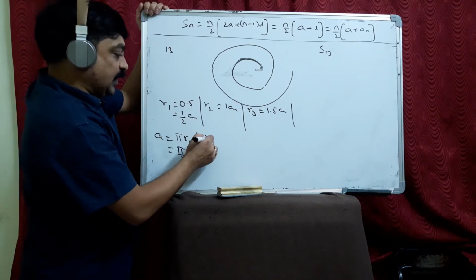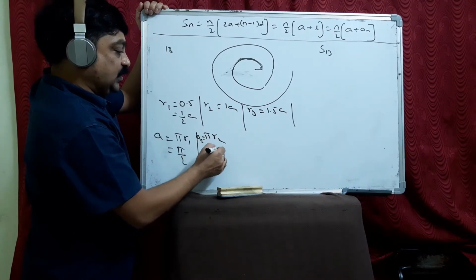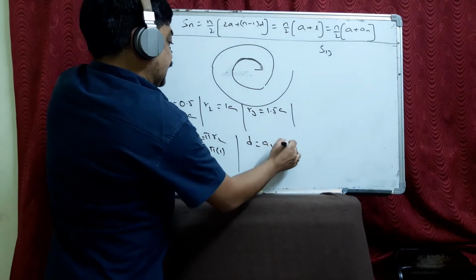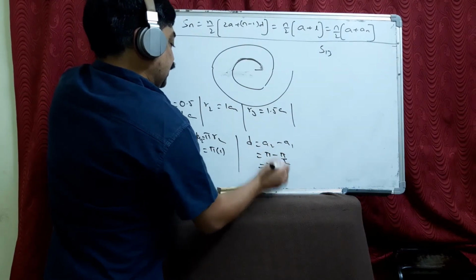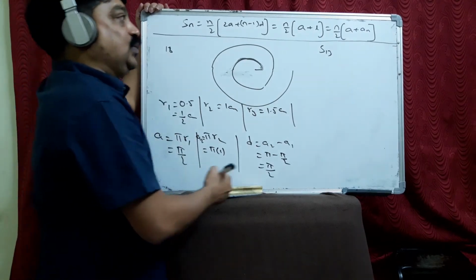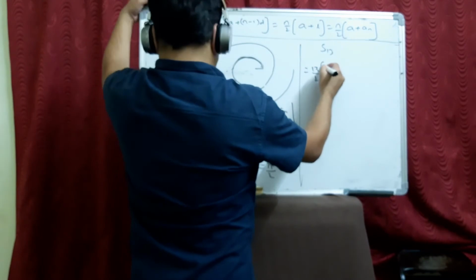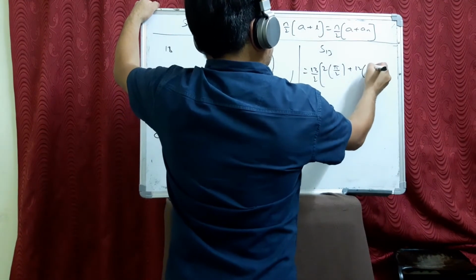Second one, pi r2, a2, that means pi into 1. What is the difference d? a2 minus a1, pi minus pi by 2. This is also pi by 2. You have the a value, you have the d value. You are asked to find out S13. n by 2 into 2a plus n minus 1 into d.